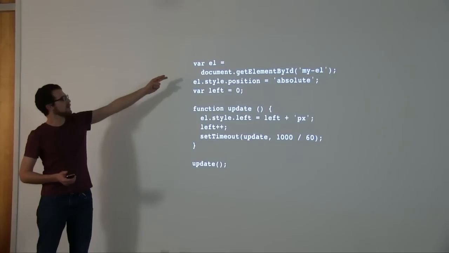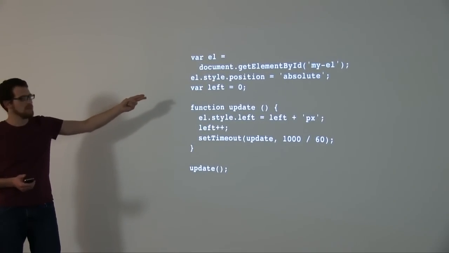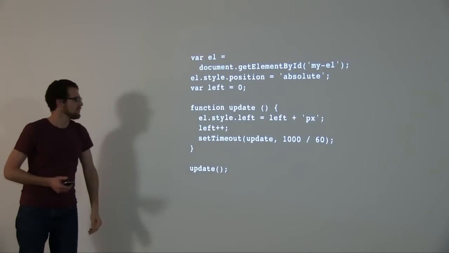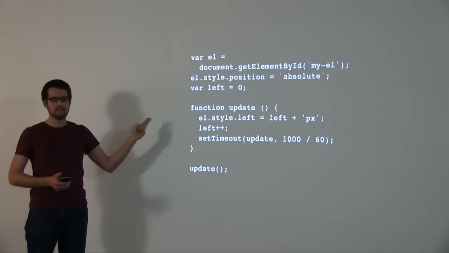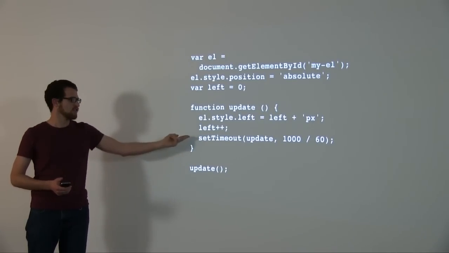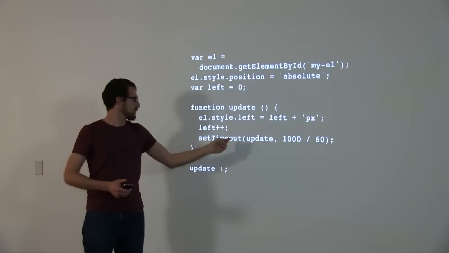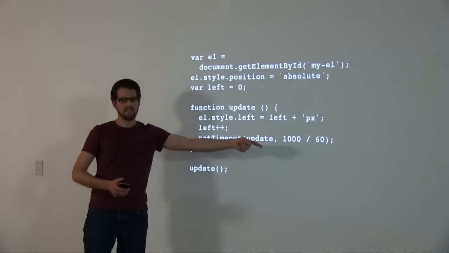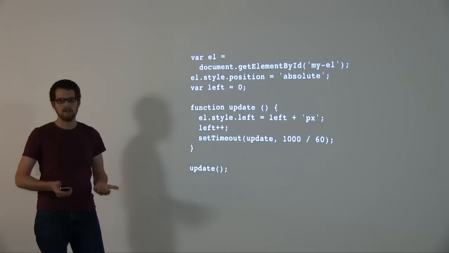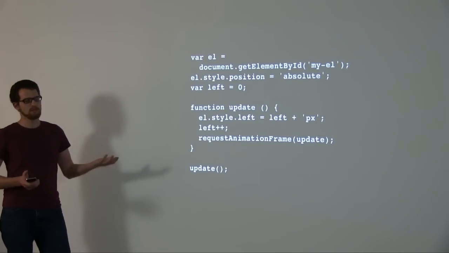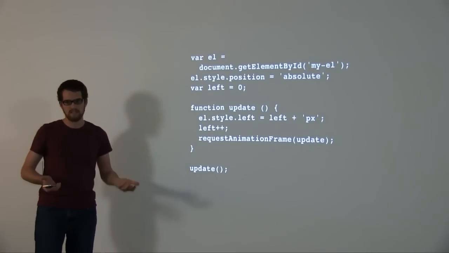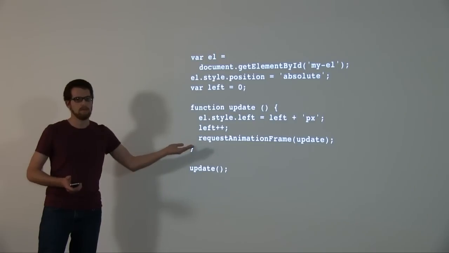We're going to grab my elf in the DOM, set up some basic stuff, and start this update loop. This update loop updates the style on the DOM, iterates the left by 1, and then schedules another update. You can see that with setTimeout(update, 1000/60), which means this will try to call itself 60 times every second. So here's a similar snippet. In fact, only one line is different, and it uses requestAnimationFrame.